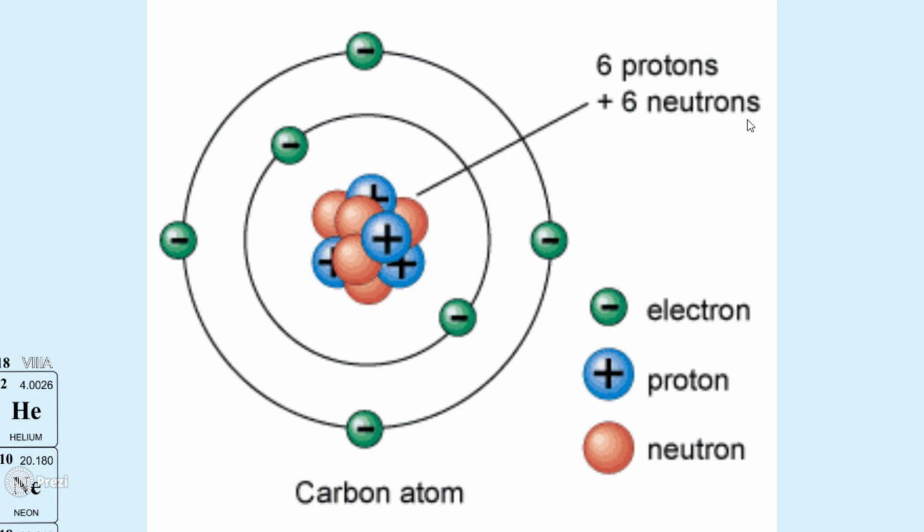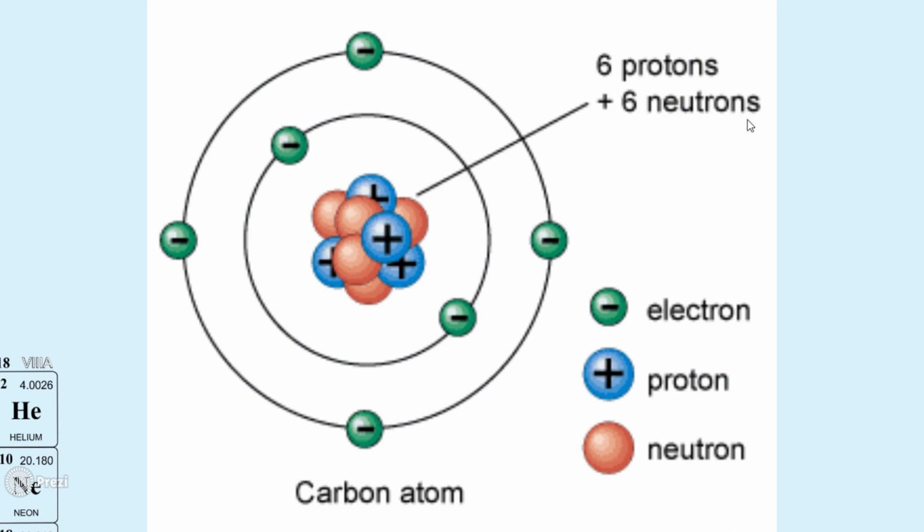The other subatomic particle are electrons. Now these are so tiny that they live in shells around the nucleus. Each subatomic particle has a charge. The charge of electrons is negative. The charge of protons is positive, and neutrons don't have any charge and are neutral.